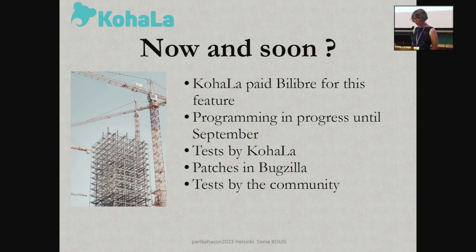So right now, where do we stand? We, KohaLa, paid BibLibre for this feature. Programming is in progress. It began in July and should finish in September. After that, the KohaLa Special Interest Group members will test the development. And then BibLibre will open Bugzilla cases and let the community test it.